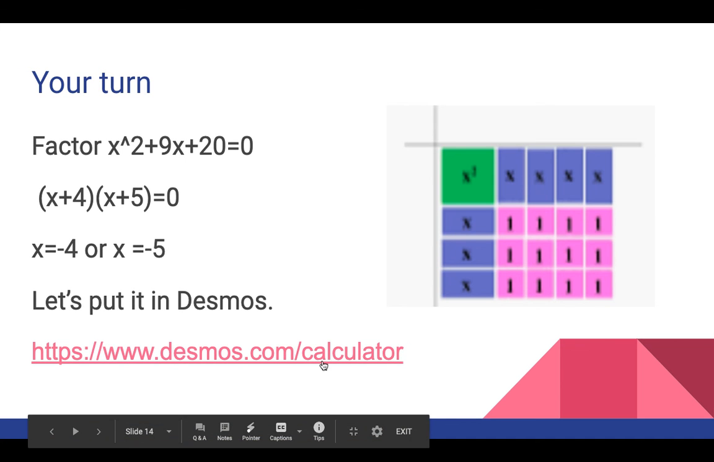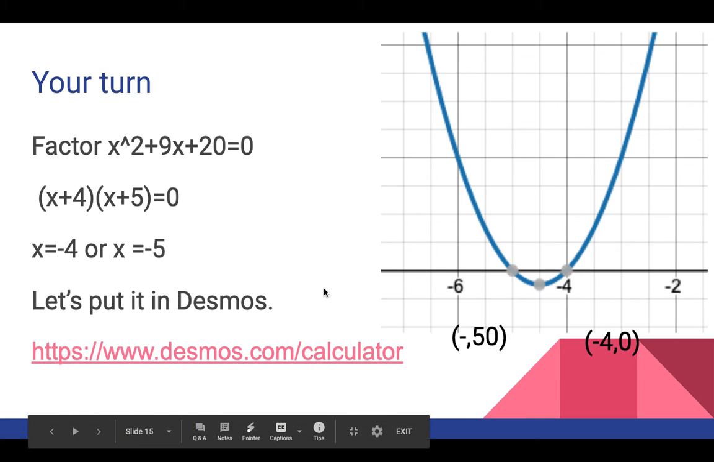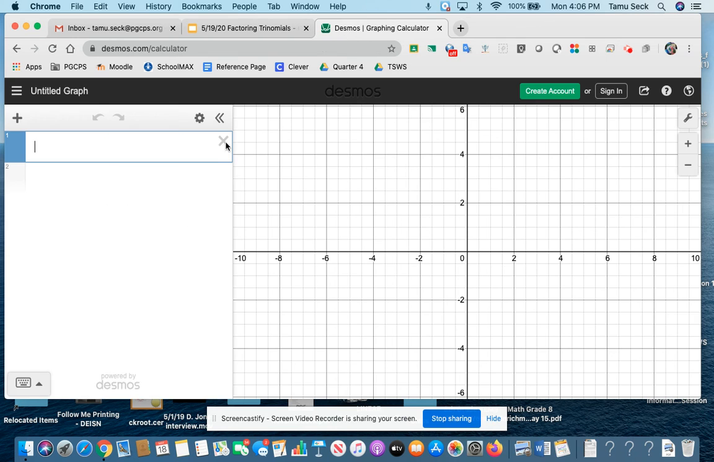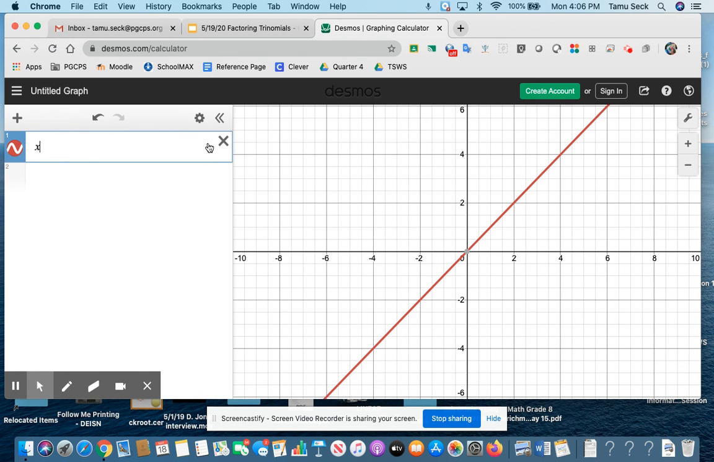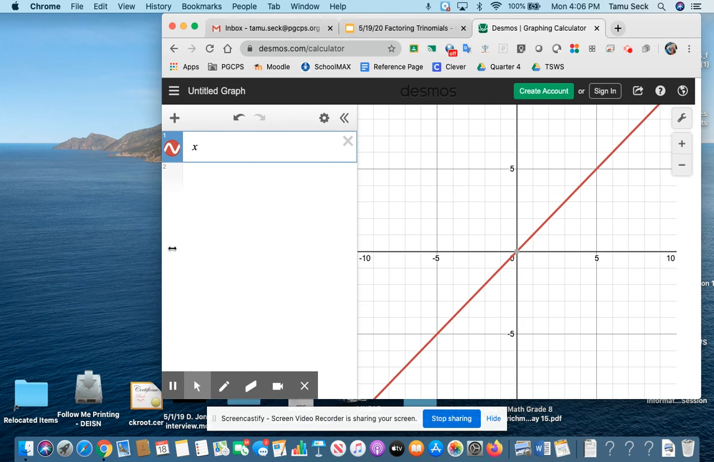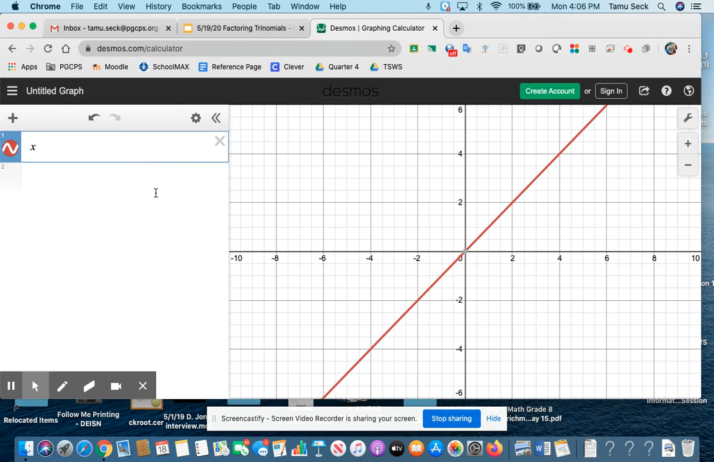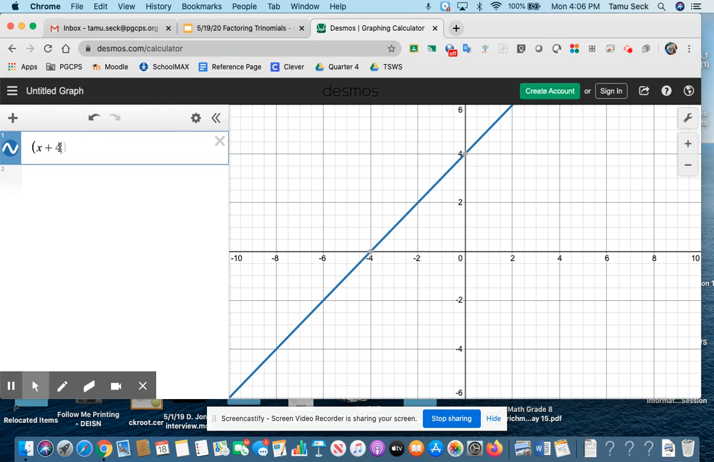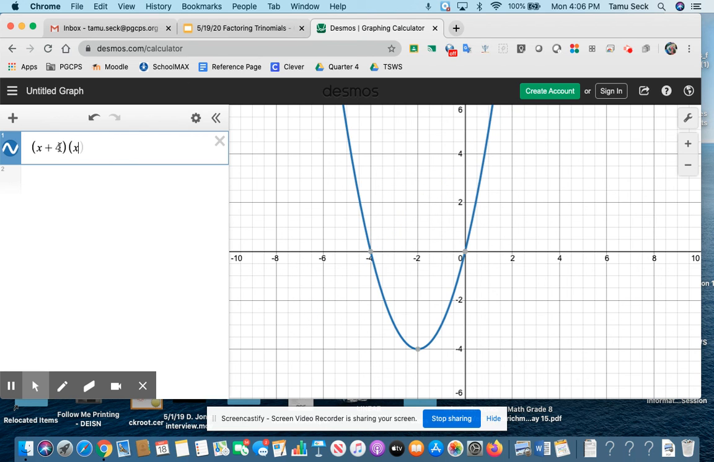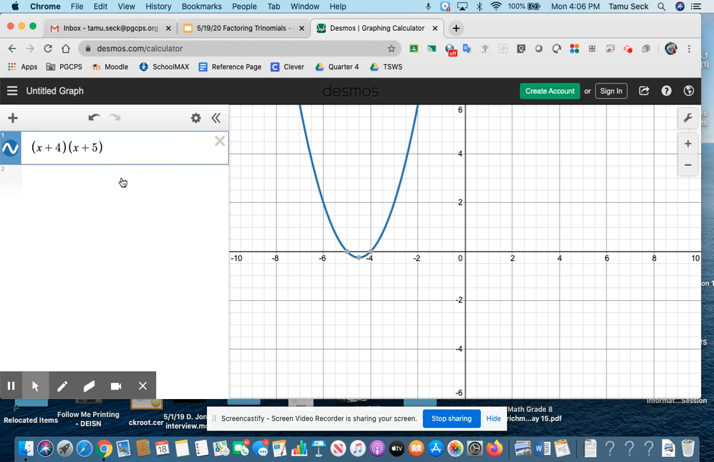So put desmos.com/calculator in your computer. So we're putting x squared. So I typed in x, and then you need to go to the keyboard. x plus 4 times x plus 5. So when we look at this, we can see the answers.